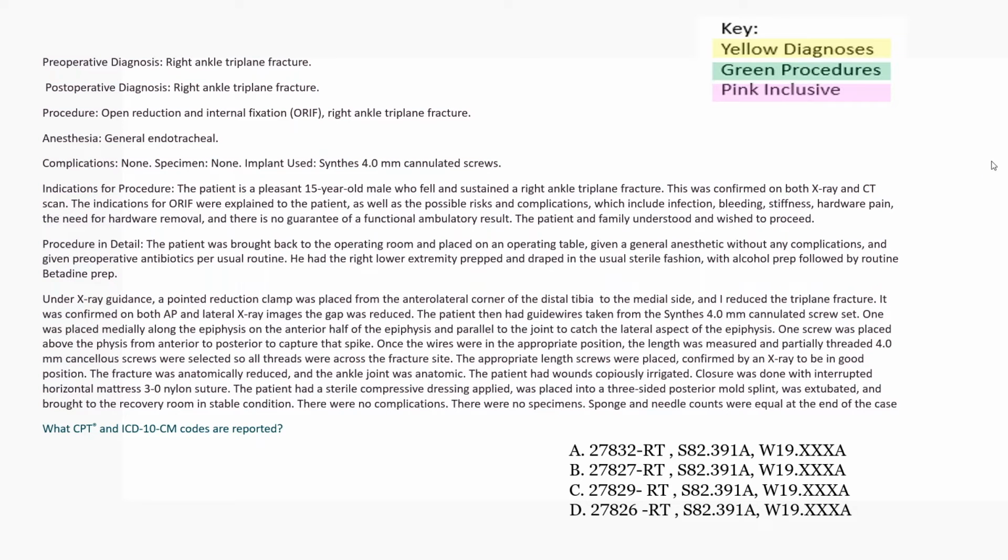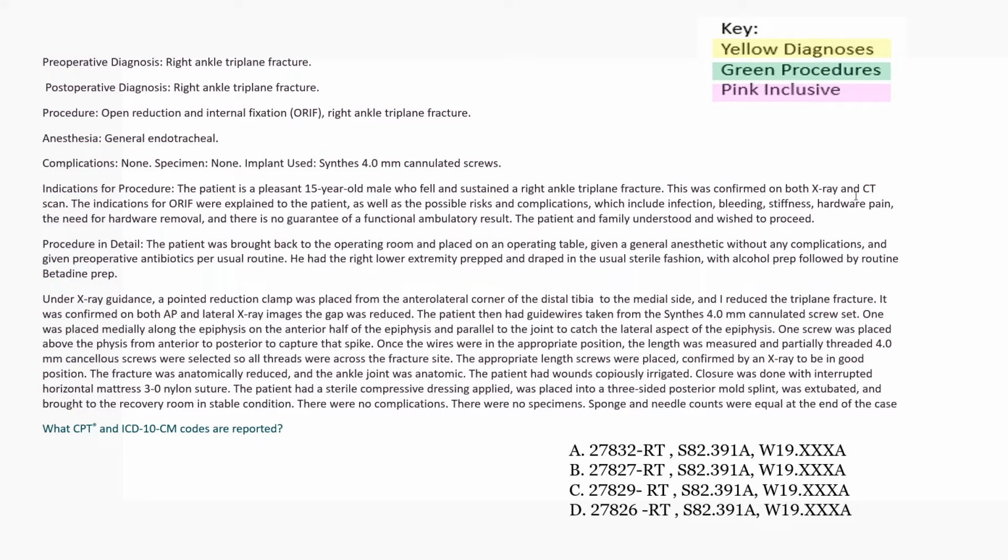The patient then had guide wires taken from the Synthes 4mm cannulated screw set. One was placed immediately along the epiphysis on the anterior half of the epiphysis and parallel to the joint to catch the lateral aspect of the epiphysis. One screw was placed above the physis from anterior to posterior to capture that spike. Once the wires were in the appropriate position, the length was measured and partially threaded 4mm cancellous screws were selected so all threads were across the fracture site. The appropriate length screws were placed, confirmed by an X-ray to be in good position. The fracture was anatomically reduced and the ankle joint was anatomic.